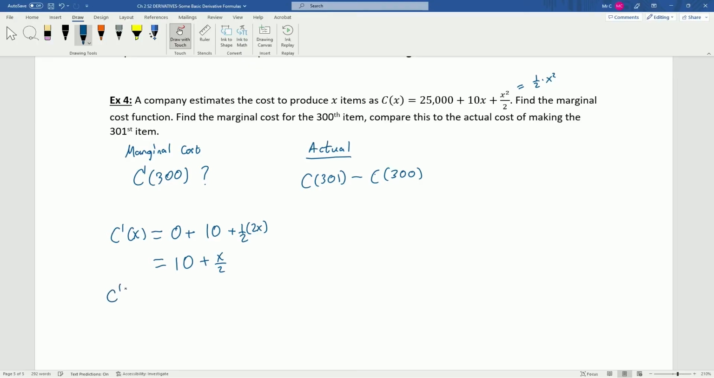So in other words, the marginal cost to produce 300 items, or the marginal cost, I should say, to produce one additional item after producing 300. That's the way we express this idea. How much additional cost will it take to produce one more item after we've produced 300? It's just 10 plus 300 over 2, which is 10 plus 150.